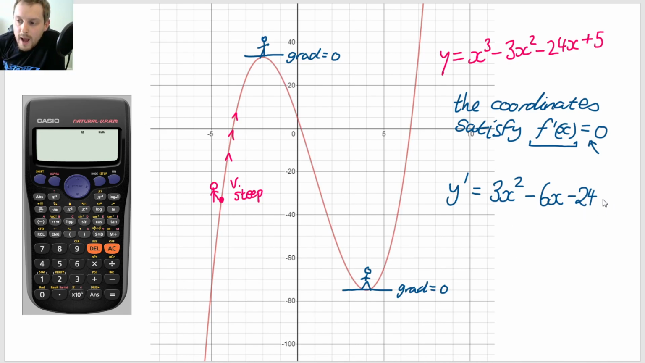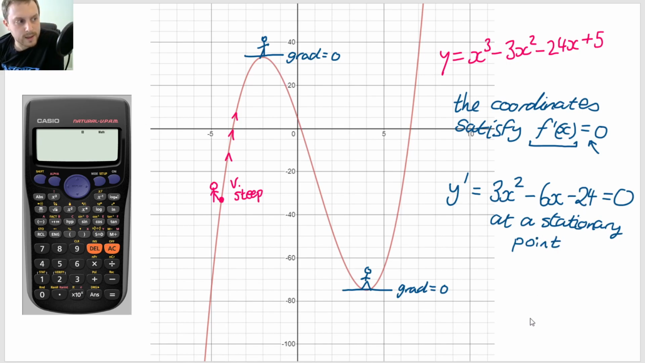Now, this equals 0 at a stationary point, and it's a really good idea for you to write in this little extra part, at a stationary point. Because the gradient doesn't just automatically equal 0. The gradient can equal lots of things, right? This is an entire quadratic function. This can equal a lot of different things. If we're on about being at a stationary point, we want to set this equal to 0.